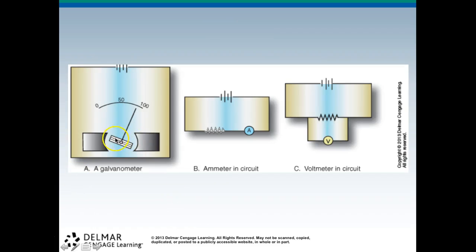You can see here the galvanometer and the ammeter measuring current, and then you have your voltmeter here measuring your voltage. So amperage, voltage, amperage.